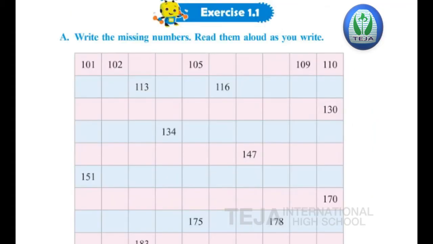Now we'll discuss exercise 1. The first exercise. In first exercise, bit A, write the missing numbers. Read them aloud as you write. You write the missing numbers here, and while writing, you read out the number and write down, children.